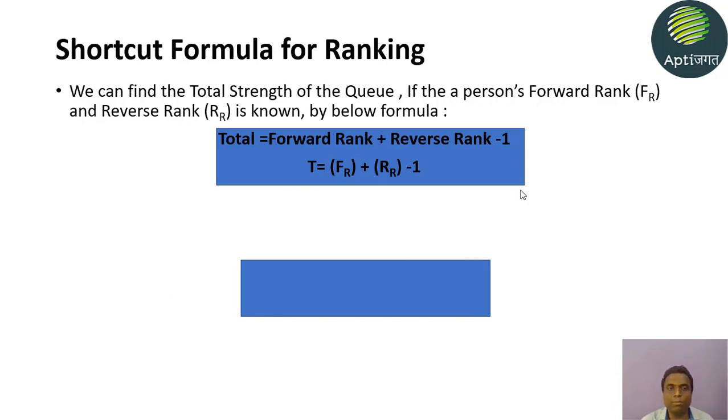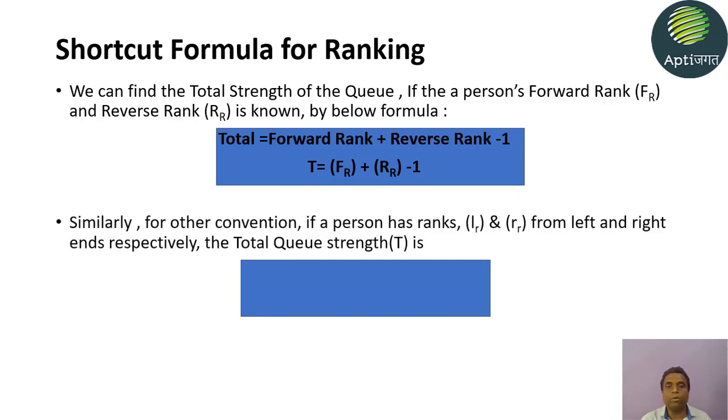This is the most important formula, and based on it we have 80% of the problems of this chapter. So what is the formula? Total is equal to forward rank plus reverse rank minus 1. In short form, T = FR + RR - 1. Similarly, if a person is considering the left and right end, the total strength is left rank plus right rank minus 1, that is, LR + RR - 1. So these were the two shortcut formulae for ranking.